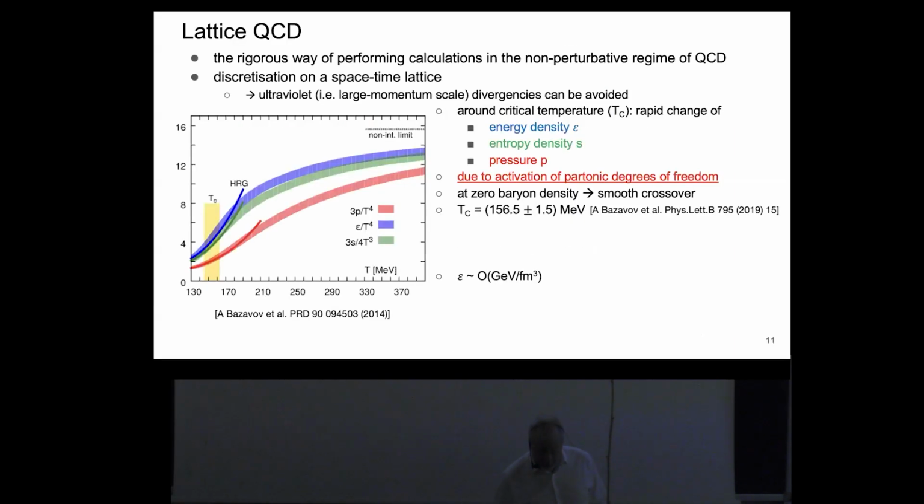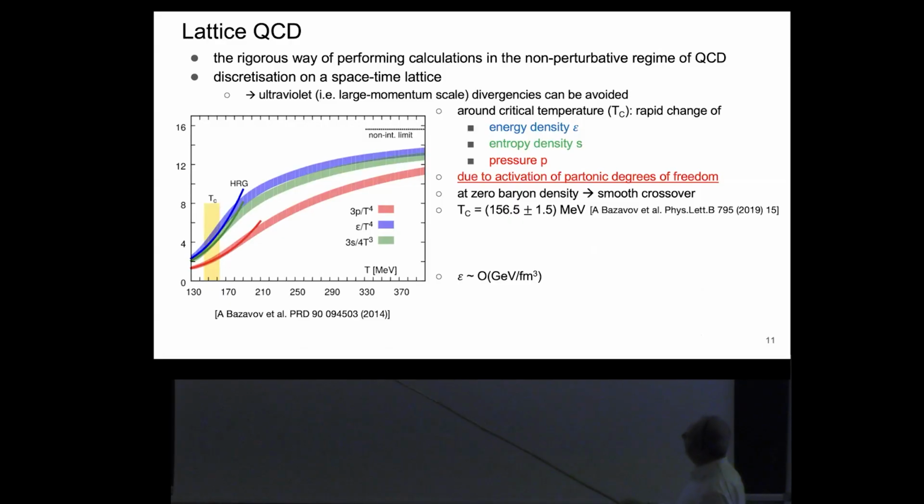Fast forward to today, we know the rigorous way of performing calculations in the non-perturbative regime of QCD, of course, is lattice QCD. So equations are discretized on a space-time lattice, and this takes care of ultraviolet divergences. And then the limit is taken to the lattice spacing going to 0. And this is a typical result.